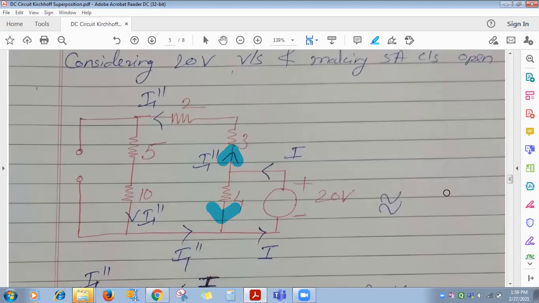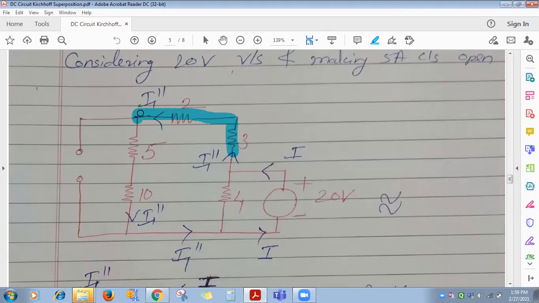The current flowing through 4 ohm is I minus I1 double dash. Both variables are different. I is different, I1 double dash is different, and some current will flow through this, that is I minus I1 double dash. Done. Now see how much current is flowing through 3 ohm and 2 ohm.